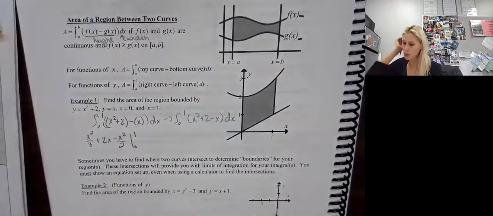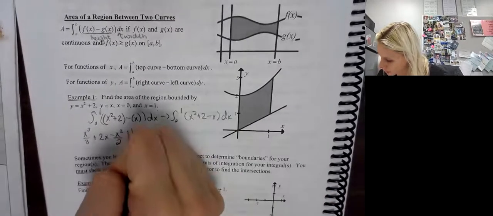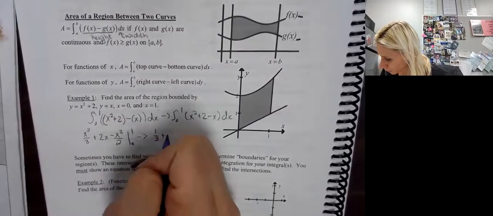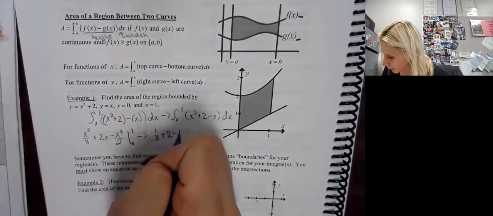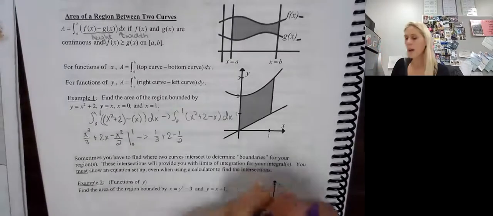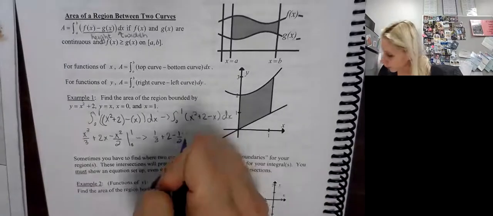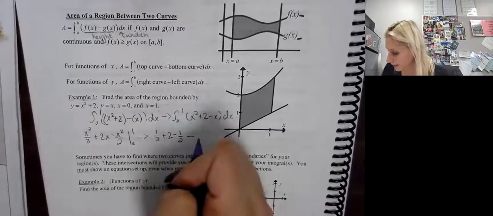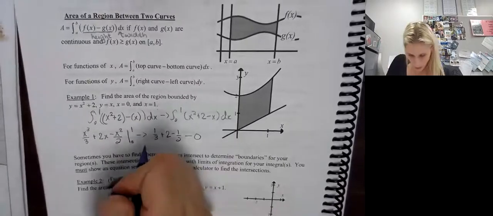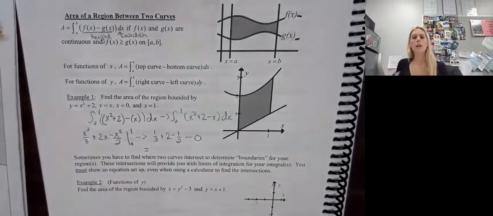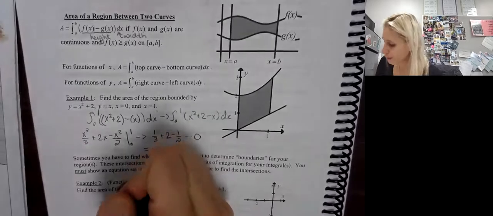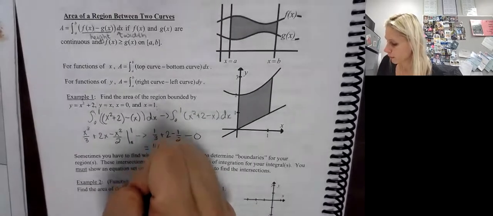All right, so we put in our max first. So 1/3 plus 2 minus 1/2. And then minus our lower, right? Well, all of our lower stuff is when we put in our zeros, we get 0. If we talk about fractions and we add and subtract, meaning we have common denominators, this comes out to be 11/6.